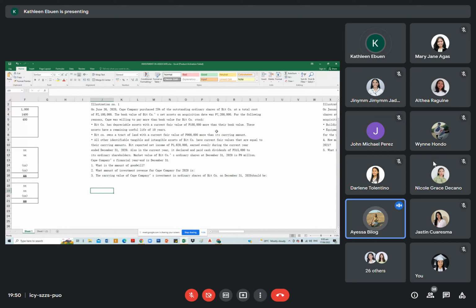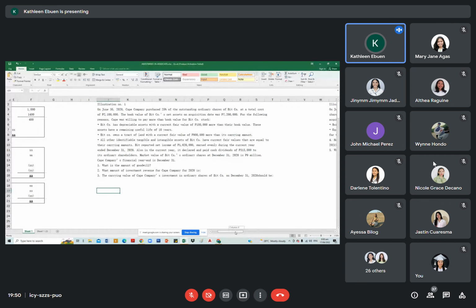amounts. Bit reported net income of 1,620,000 earned evenly during the current year ended December 31, 2020. Also, in the current year, it declared and paid cash dividends of 315,000 to its ordinary shareholders. Market value of Bit Company ordinary shares at December 31, 2020 is 9 million. Cape Company's financial year end is December 31. So question number 1, what is the amount of goodwill?